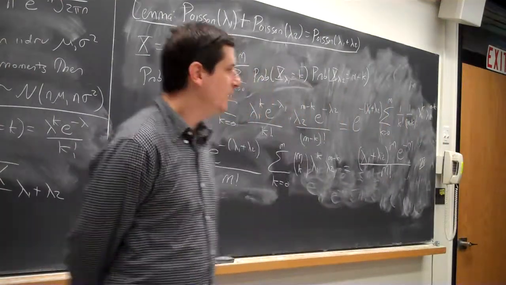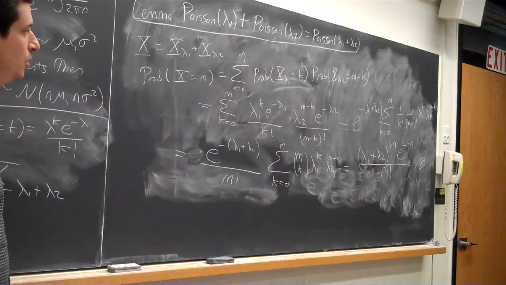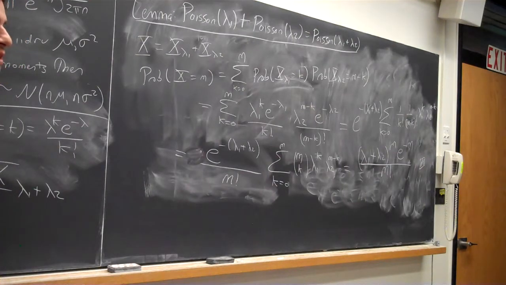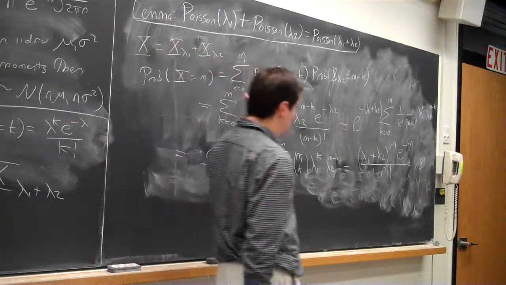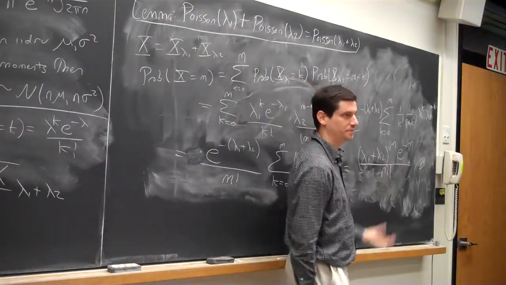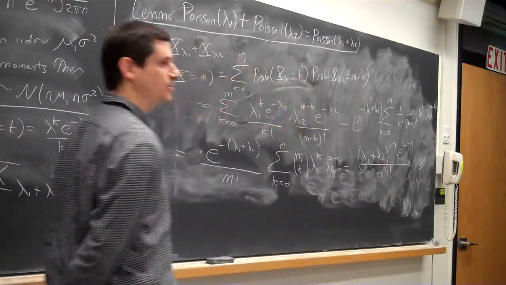Okay? And again, I strongly urge you, write some Mathematica code and take some Poissons and add them together, and just see what goes on. Look at the distribution and see that Poisson plus Poisson really is Poisson. Okay, any questions on Poisson plus Poisson?